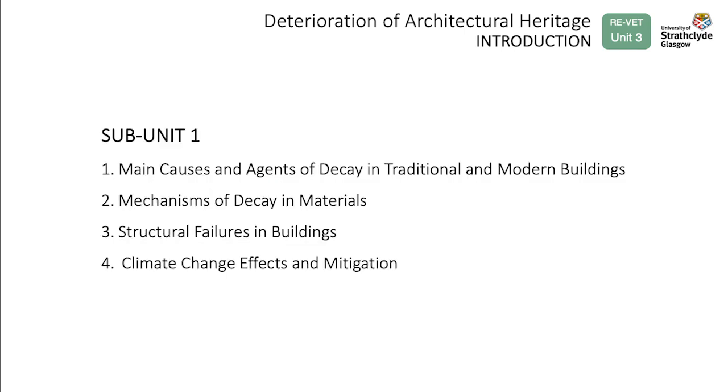In the first part of this unit, we will present the main causes and agents of decay in traditional and modern buildings, the mechanism of decay in building materials, the structural failures in buildings, and the effect of climate change in architectural heritage and its mitigation.